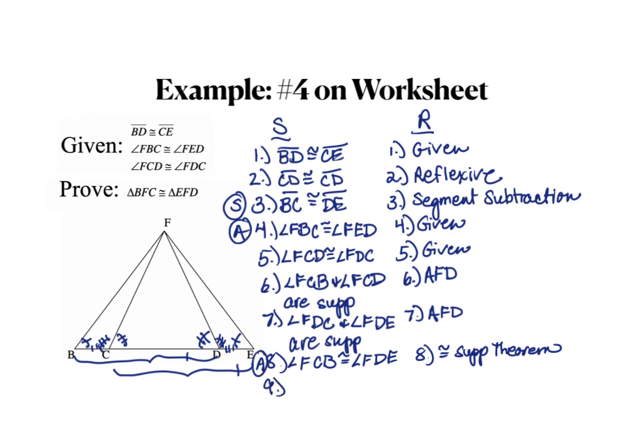So now that I have that, I can say triangle BFC is congruent to triangle EFD. And my reason is angle, side, angle. 4, 3, 8. The 4 and the 8 can change places, but the 3 needs to be in the middle because that's the set of sides that I indicated that were congruent.